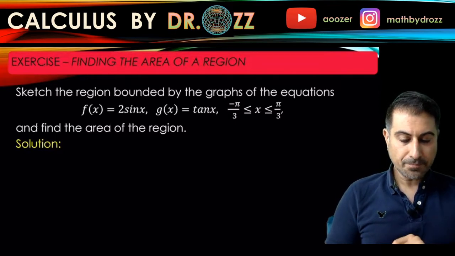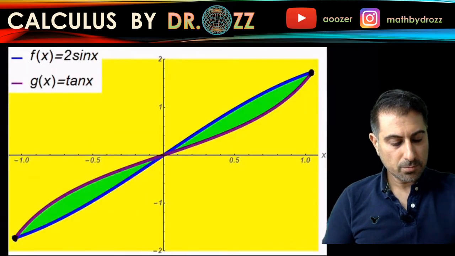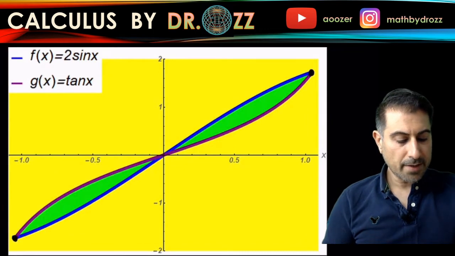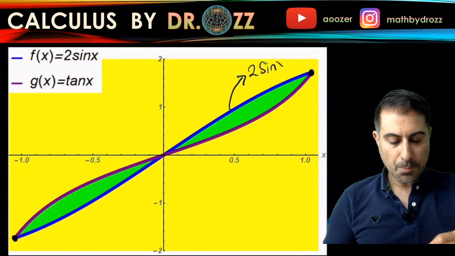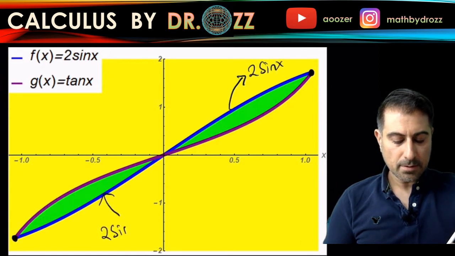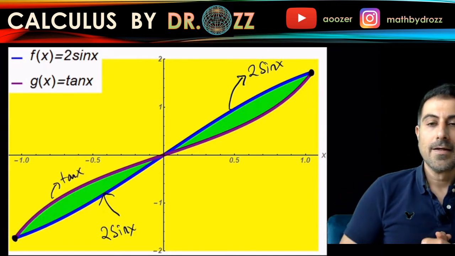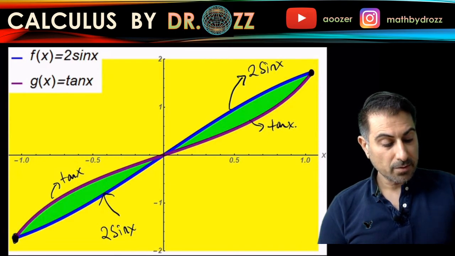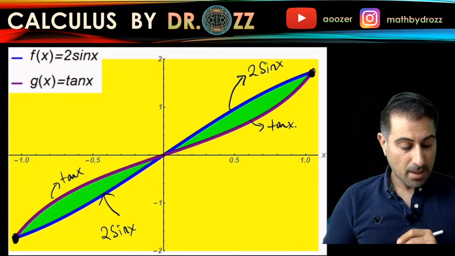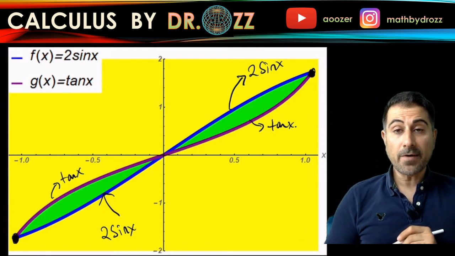Okay, here we go. So blue here is 2 sine x. So let me just be precise on that. And the purple is tan x, okay? So this is tan x. So interestingly, the intersection points are happening at pi over 3. Okay. In fact, you can find those out.